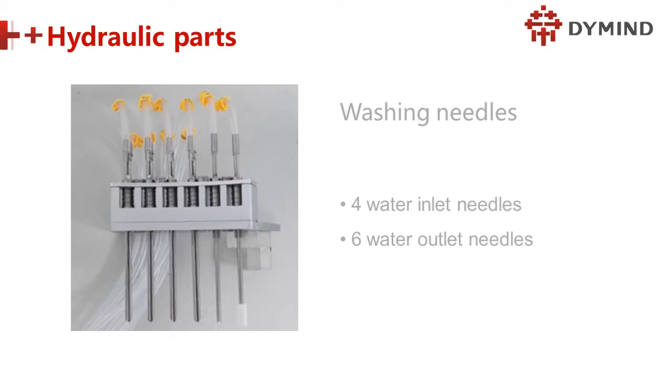This is the washing needle. 4 water inlet needles, 6 water inlet. So ours is 6 outlet, 4 inlet. You can see upper there are 4 inlet, 1, 2, 3, 4, and the outlet is upper. So one is in and out.